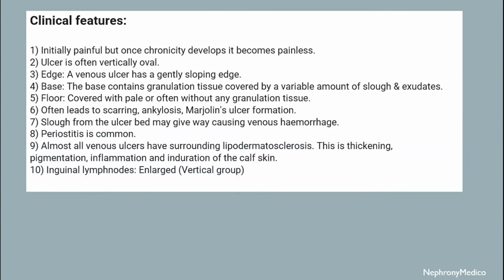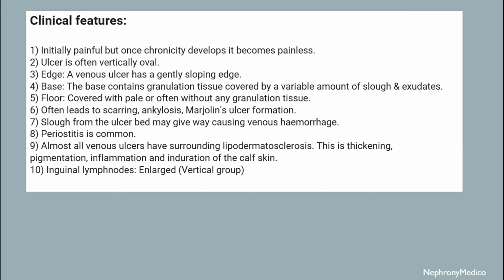Clinical features: initially it is painful, but once chronicity develops, it becomes painless. The ulcer is often vertically oval. The edge of a venous ulcer is gently sloping. The base contains granulation tissue covered by a variable amount of slough and exudate. The floor is covered with pale, often without any granulation tissue. It often leads to scarring, ankylosis, Marjolin's ulcer formation. Slough from the ulcer bed may give way, causing venous hemorrhage.